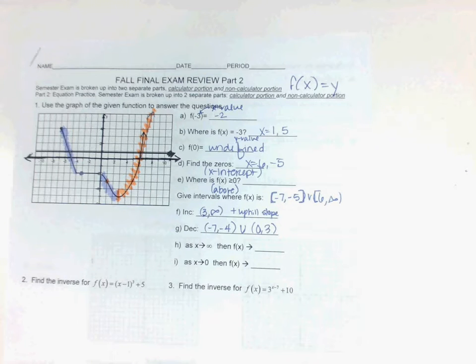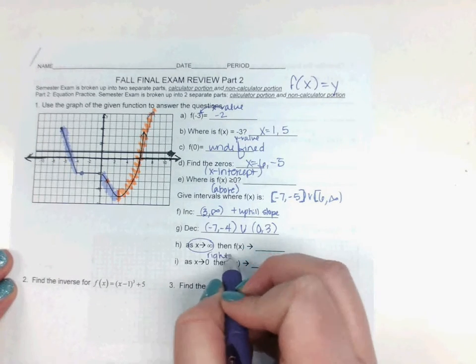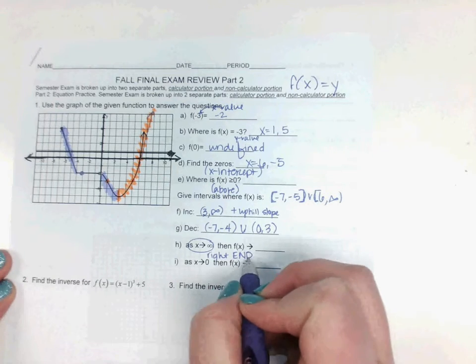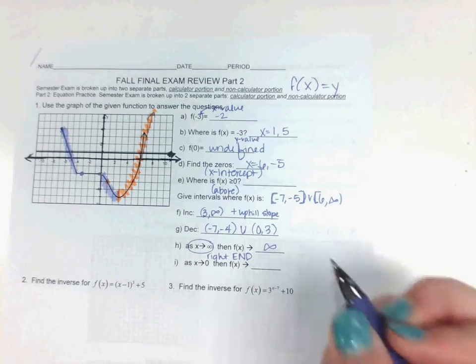Okay, then it says, as x goes to infinity, what does f of x go to? Okay, very good. Do you remember what x to infinity means? You're looking at the right end of the graph. So if I'm looking at that end of the graph, which way is it pointed? Up, so that would be infinity.